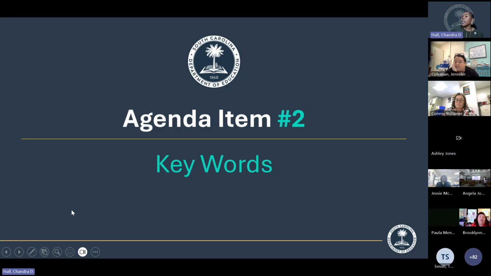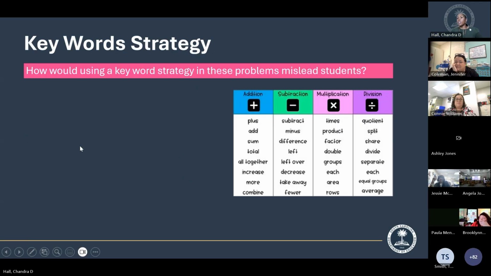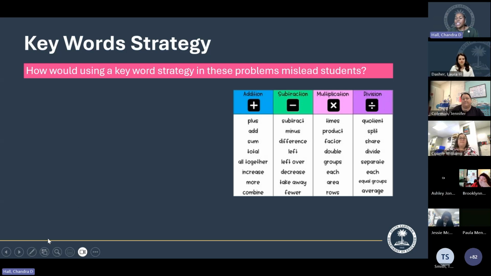So one strategy that I hear a lot that teachers use are keywords. So we're going to look at that in our second agenda item. All right, I'm going to show you some examples, and I would like for you to tell me how using a keyword strategy in these problems would mislead students.